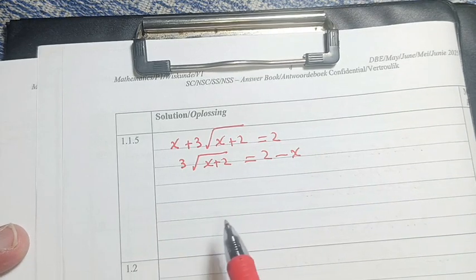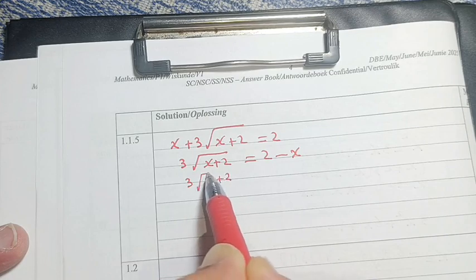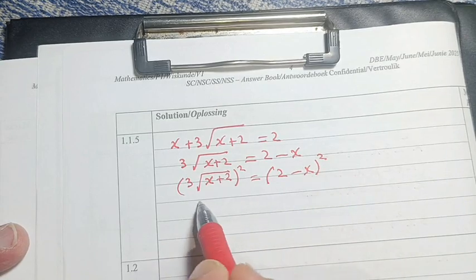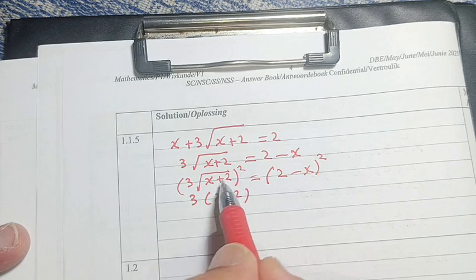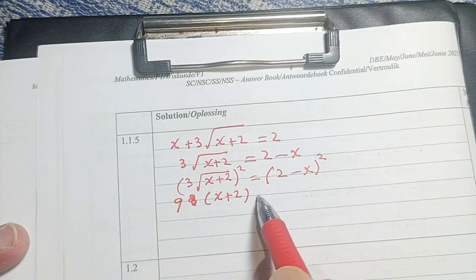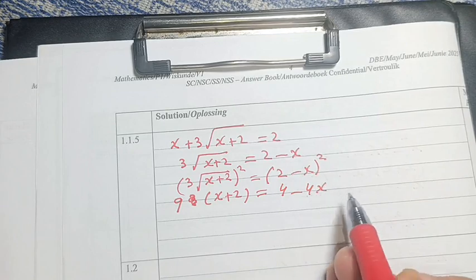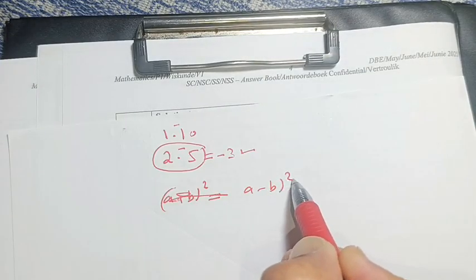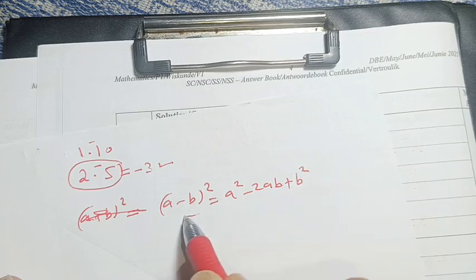Now I'm going to apply the square to both sides. The square root of 3x plus 2, squared, and 2 minus x, squared. The square root and the square cancel, so this is going to be 3x plus 2, and this is equal to, when I open up the perfect square formula, 4 minus 4x plus x squared. You remember, (a − b) squared is equal to a squared minus 2ab plus b squared. I open up the perfect square formula.